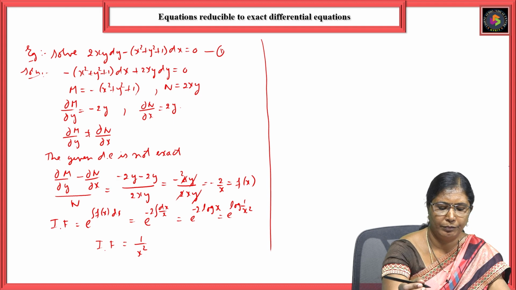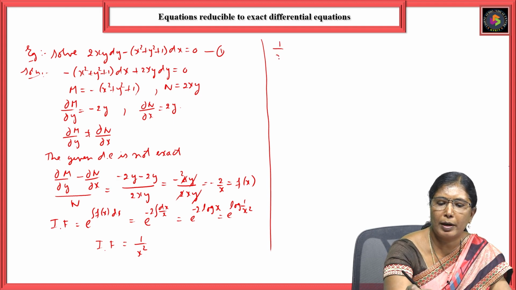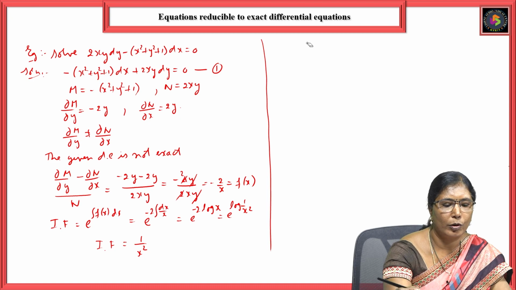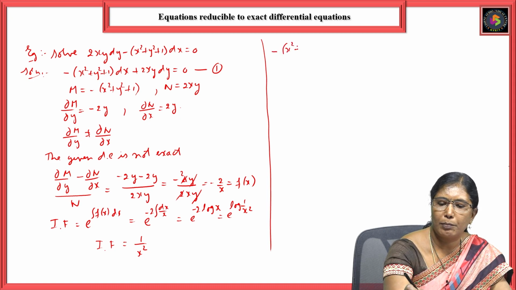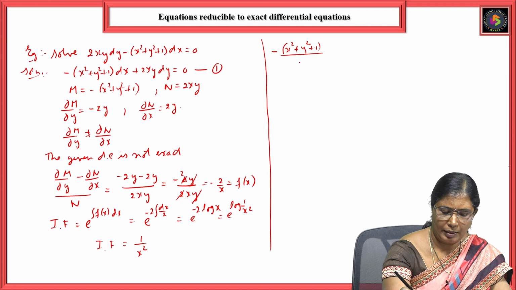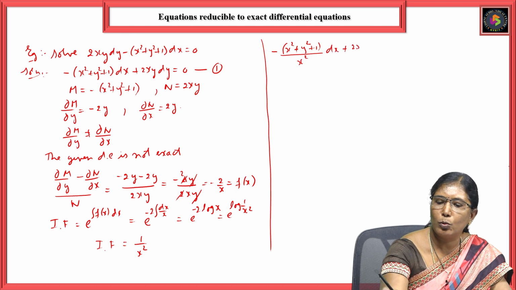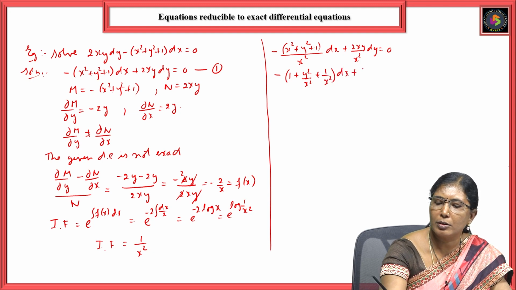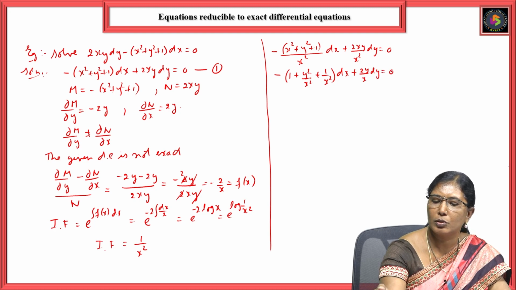Take this given equation as equation 1. Multiplying the given equation by 1 by x square, we get minus (x square plus y square plus 1) by x square dx plus 2xy by x square dy is equal to 0. Simplifying each term, we get minus (1 plus y square by x square plus 1 by x square) dx plus 2y by x dy is equal to 0.